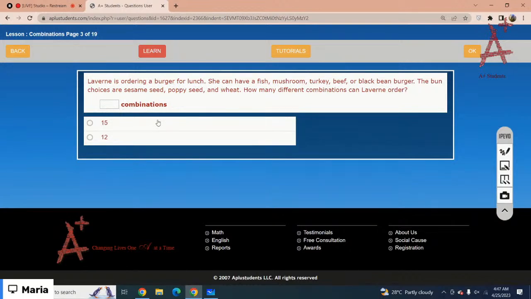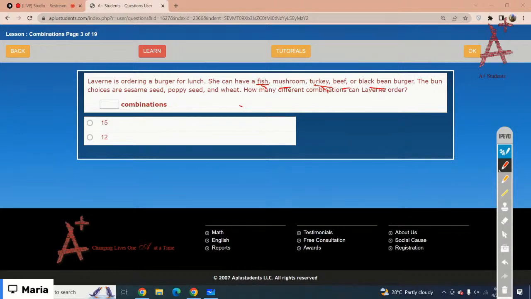Okay, she is ordering a burger for lunch. She can have fish, mushroom, turkey, beef, and black bean burger. So how many options does she have for burger? One, two, three, four, five. The bun choices are sesame seed, poppy seed, and wheat. She has three options for the bun. So you need to do 5 times 3 to calculate the total combinations. 5 times 3 makes 15. That means the total options she has is 15. Got it? So the correct option is 15.